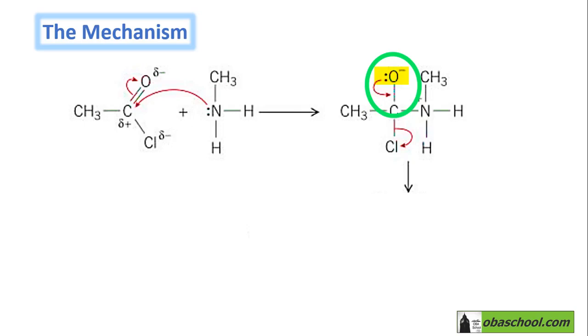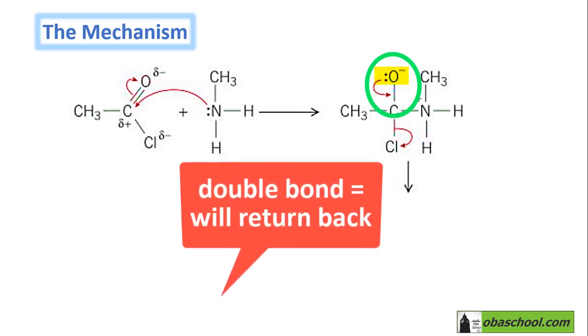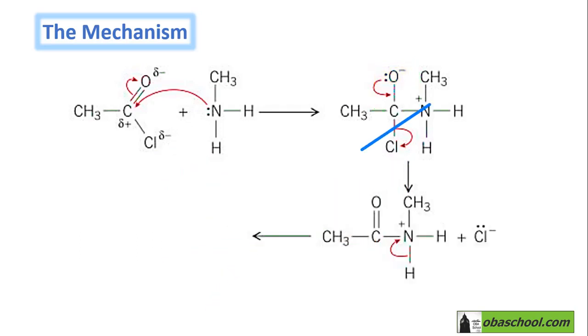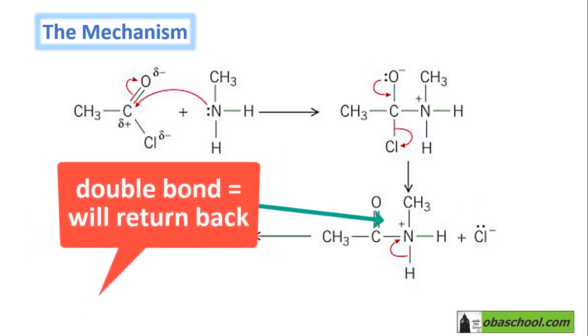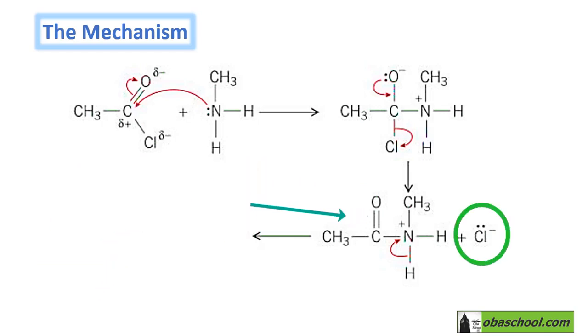This lone pair that was formed on the oxygen will return back as a double bond, and the bond between the carbon and the chlorine will break, and Cl will be lost as Cl minus. So the double bond between carbon and oxygen is retained, and the chlorine atom is lost as Cl minus.